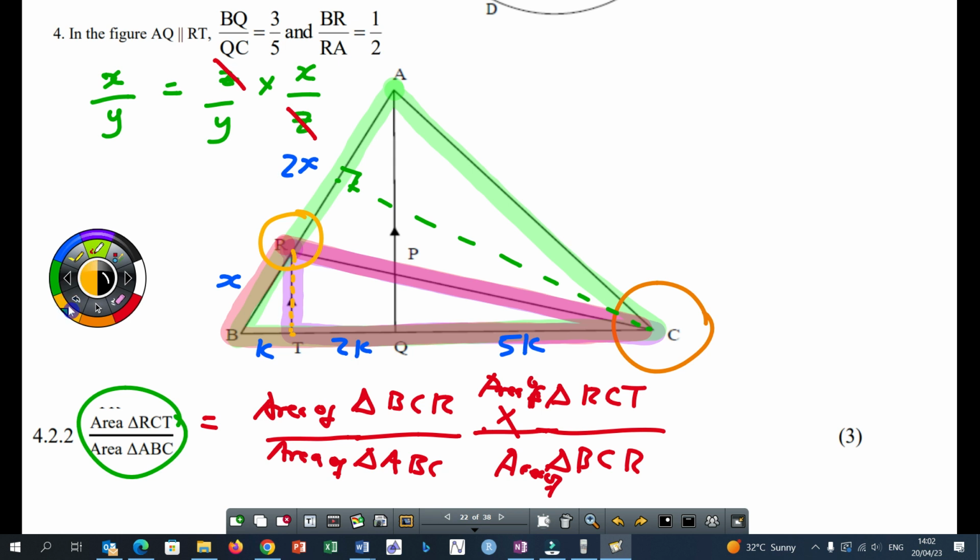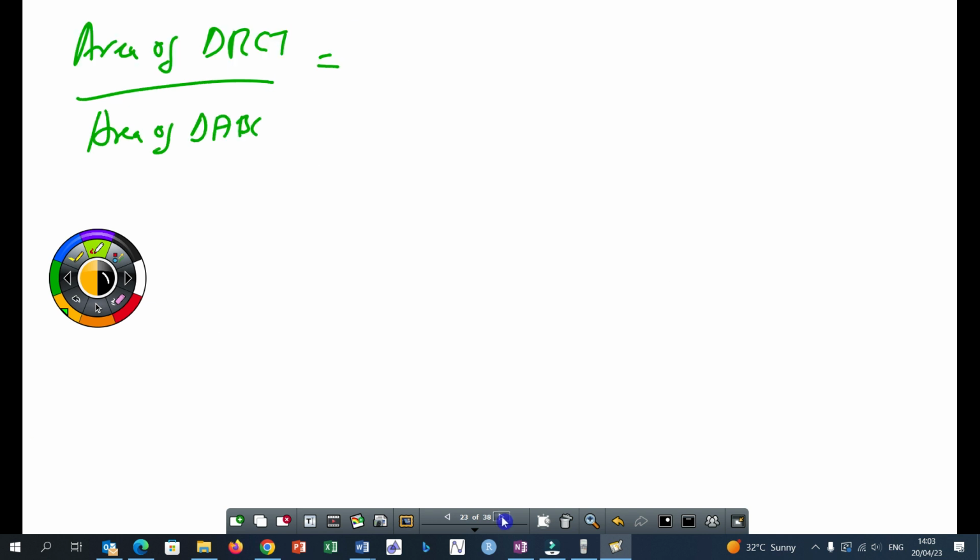So what is the base for BCR? It's BR. What is the base for ABC? It's x plus 2x, which is 3x. So I can write here x over 3x.